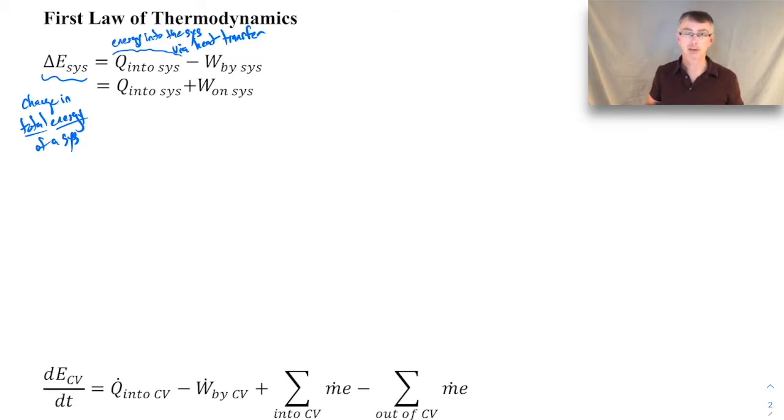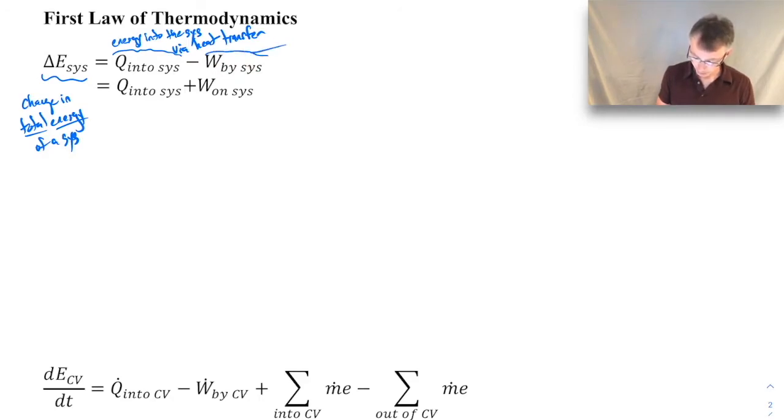We'll introduce work this lecture, spend more time on it in the next video lecture. Heat transfer we'll talk about in the lecture after that. But we can put energy into the system via heat transfer, so you can see the subscript into system. And so you can imagine if we put energy into the system via heat transfer, we're going to get a positive change in the total energy of the system. That makes sense, right?